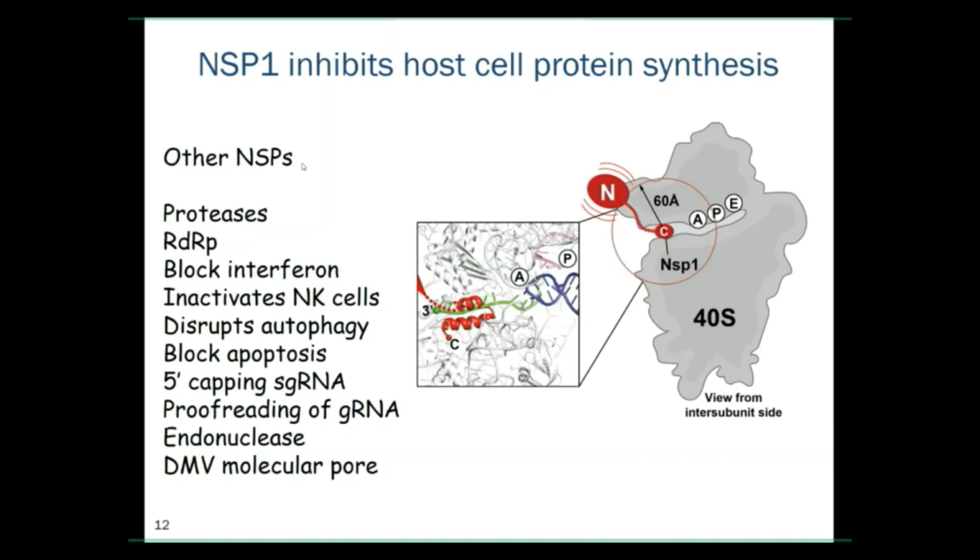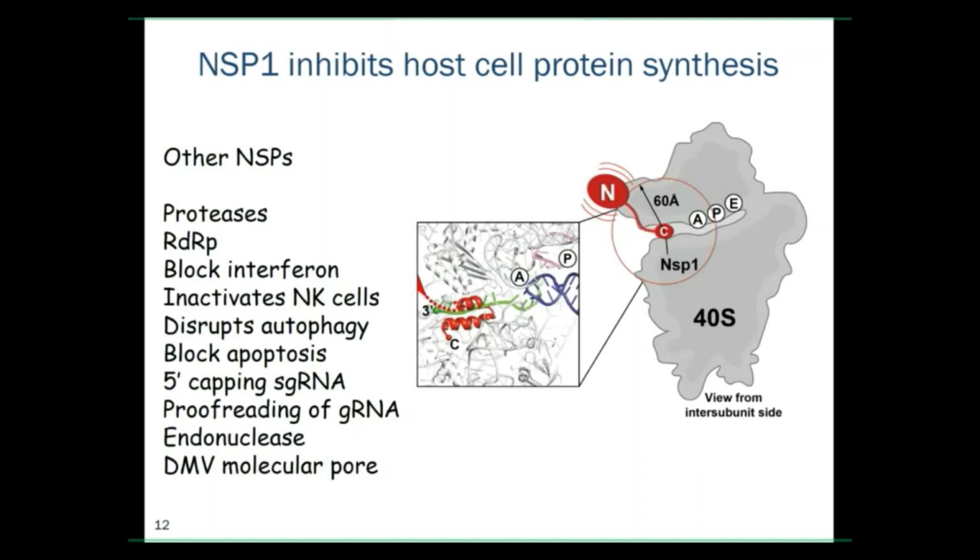The other non-structural proteins are two proteases, which basically break down the polyprotein, and an RNA-dependent RNA polymerase, which is involved in viral replication. Many of these NSPs block interferon, both its synthesis and its mechanism of action. They block natural killer cells. So interferon and natural killer cells are the prime host viral defense mechanisms. And you can see the virus knocks them out.